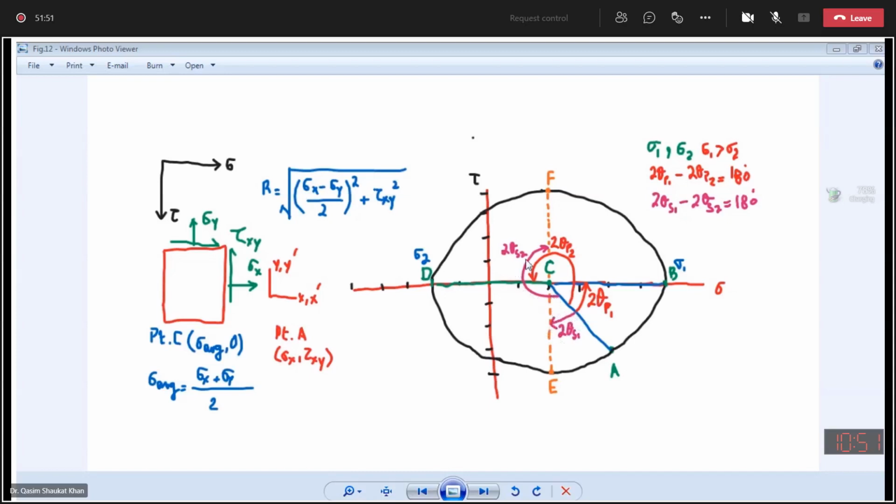Then 2 theta S2. Moving in the same direction as 2 theta S1, moving from reference line CA towards the plane CF, you will get 2 theta S2. The difference between the two should be 180 degrees. Is this point clear?